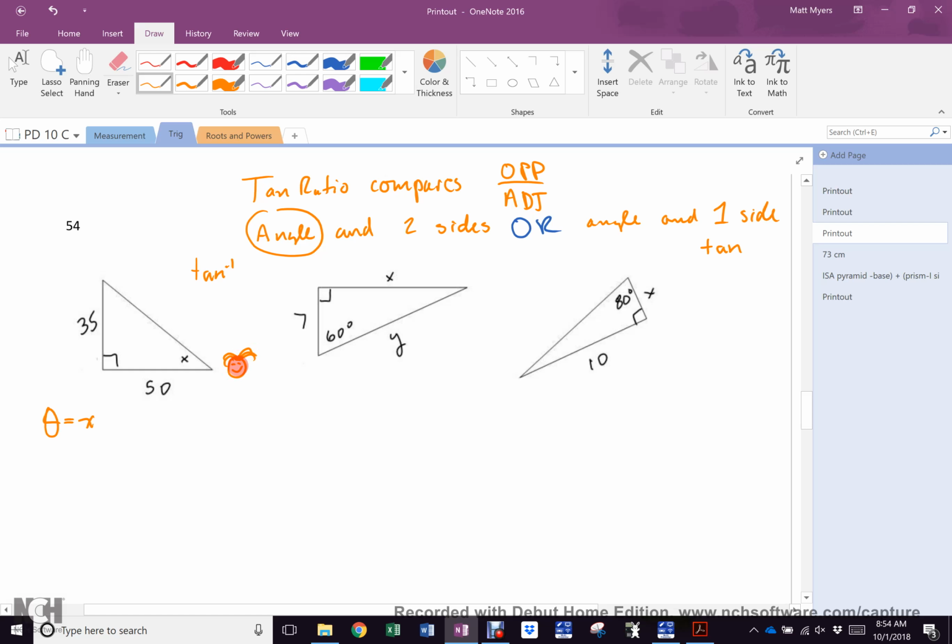From that point of view, what is 35? Opposite. Why? Because it's across the shape. What is 50? Adjacent. Why? Because it's beside me and it's not the hypotenuse, because hypotenuse already gets a special name. It doesn't get to have two.